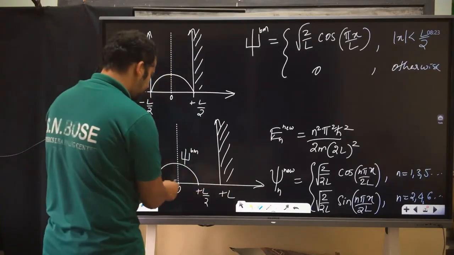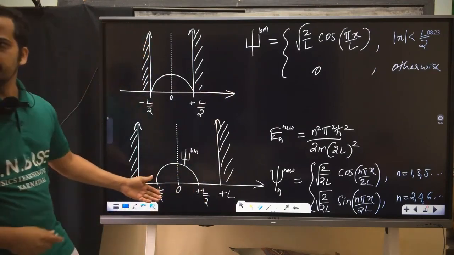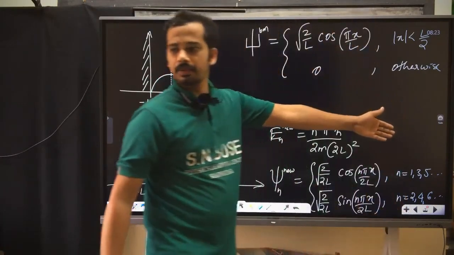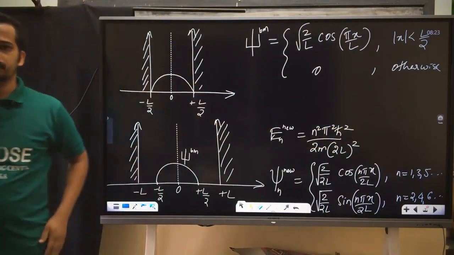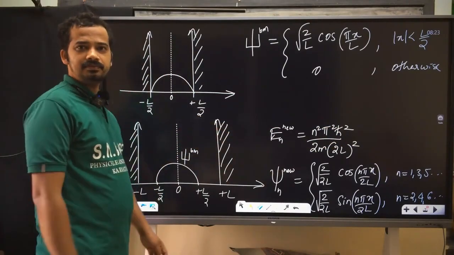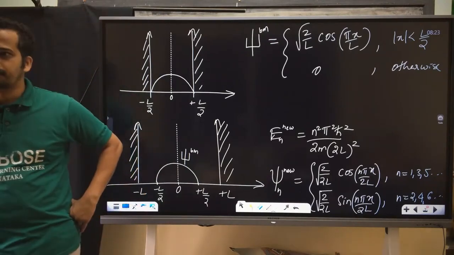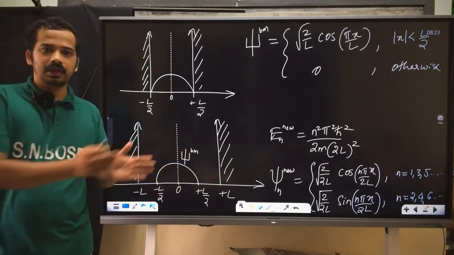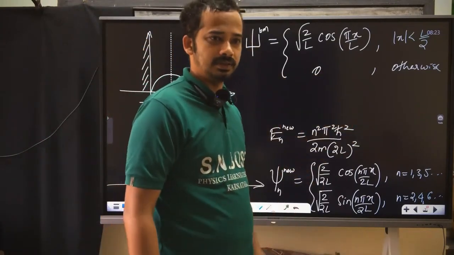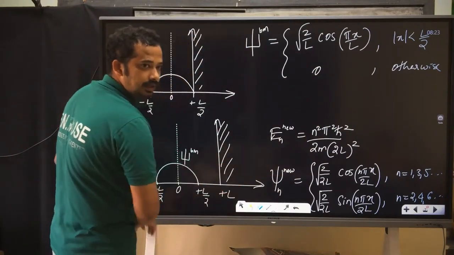It is non-zero only between minus L by 2 to plus L by 2, and zero outside. That can happen. Our initial state can be zero in some region of the box. This state can be expanded in terms of a Fourier expansion, any function you can expand. Like your triangular wave, which was zero for half of the time period, you expanded as a Fourier series. It may be zero here, but it can be expanded in terms of these eigenstates.